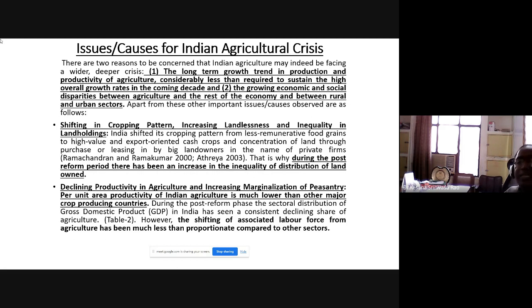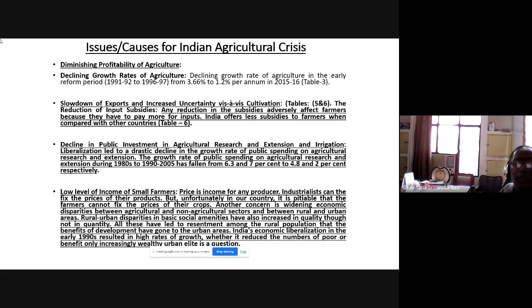And increasing landlessness is because in India we have the distribution of lands through heredity. Because of that reason the landlessness is growing day by day, and due to that inequality in land holdings is growing like anything. Declining productivity in agriculture and increasing marginalization of peasantry. This is also one of the major factors, because per unit area productivity of Indian agriculture is much lower than other major crop producing countries. This is one of the basic factors influencing this phenomenon.